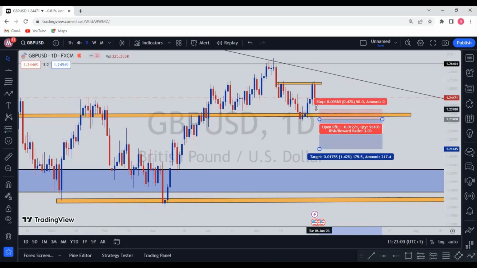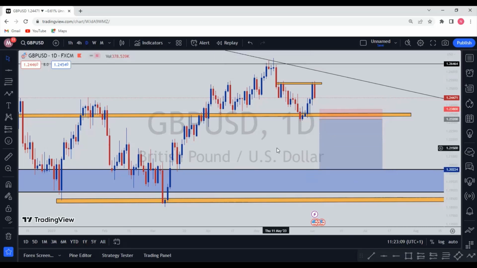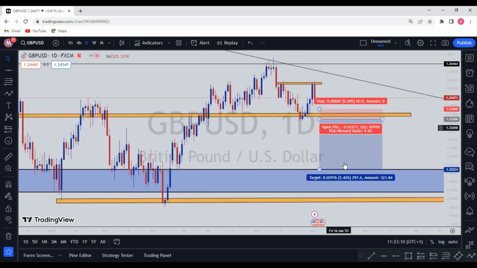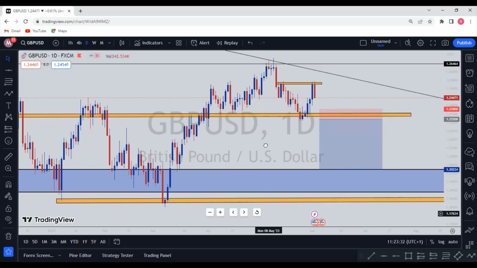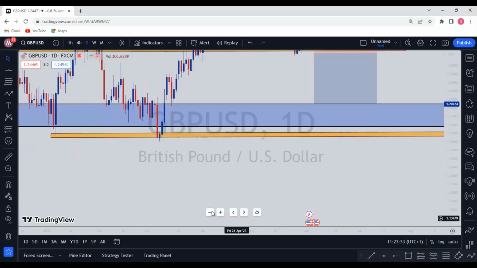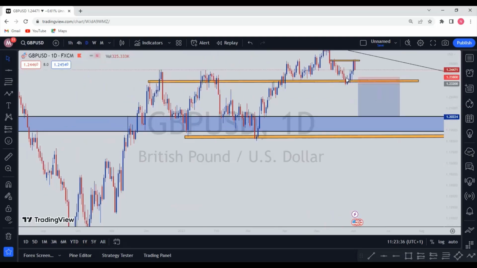Let's just put here 60 pips to this point. When we get to this point here, I'm going to bank 50% of my profits, move my stop loss to break even, then let the remaining 50 pips run.